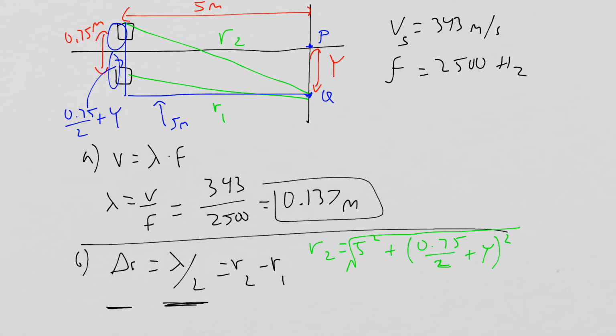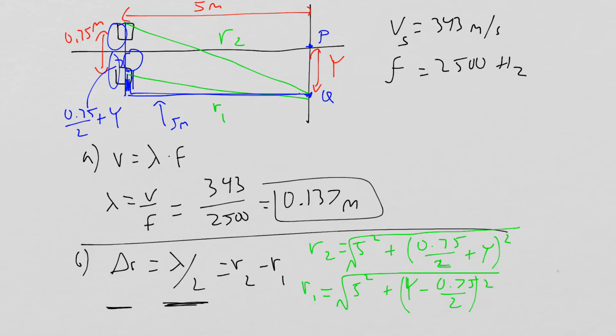We're going to do the same thing for the closer speaker. We have this distance and the same 5 meters distance, so we can also write R1. Now, R1 is a little trickier. Here, this is that same 0.75 over 2, and then this is what's left over. So this one's a little bit uglier: the square root of 5 squared plus y, the total thing, minus that little bit, squared. So geometrically, I've now written it.